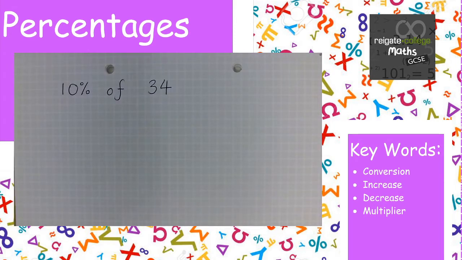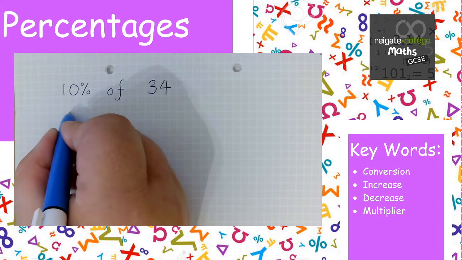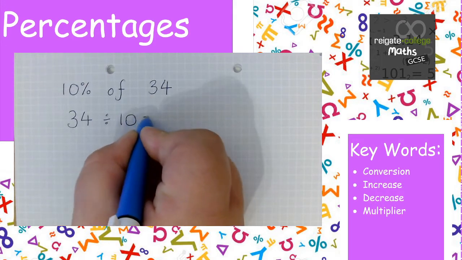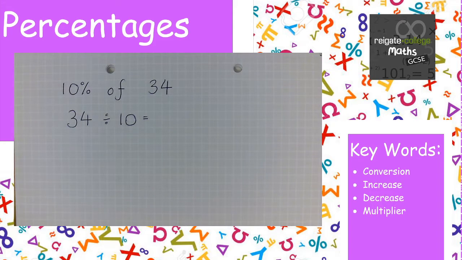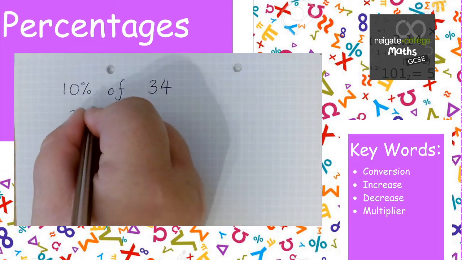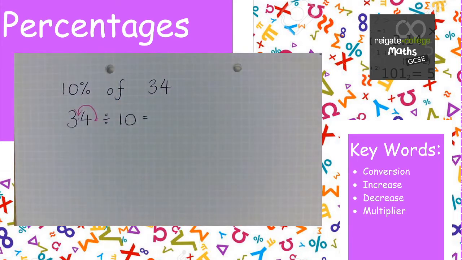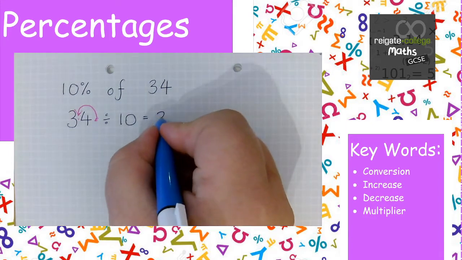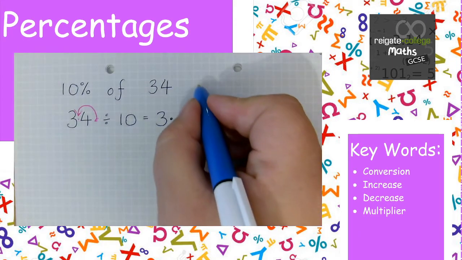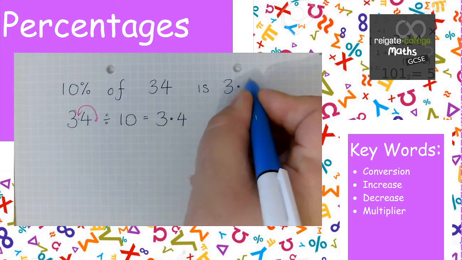To find 10% of any amount, I need to divide that amount by 10. That will give me 10%. So if I wanted to find 10% of 34, the calculation I would do would be 34 divided by 10. And as we know, that means to do that calculation, I will insert my decimal point at the end of the number and move it one place to the left. So 34 divided by 10 gives me an answer of 3.4. Therefore, 10% of 34 is 3.4.